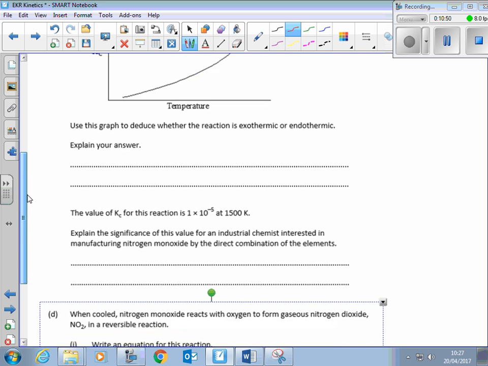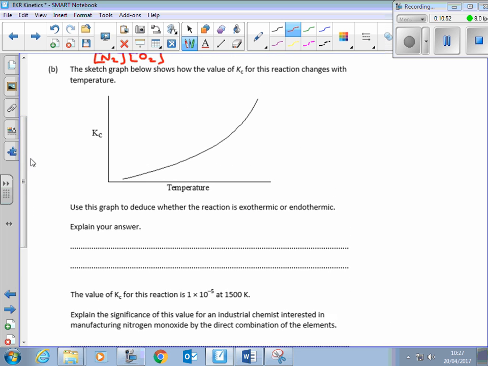This graph then, as the temperature goes up, you've got Kc getting bigger. In other words, if you've got this general expression, A to the A... oh no, it wasn't that, was it? It's C and D on the top. It's easily done. C and D over the A and B.